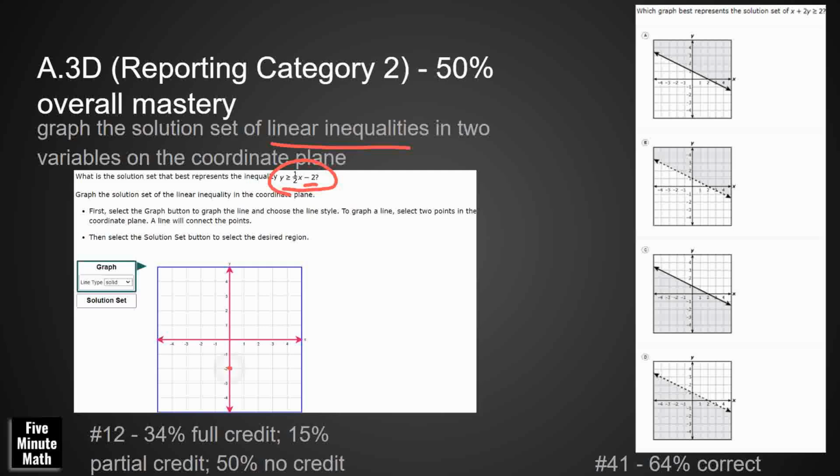That would be 1 point. And then we could use the slope of 1/2. So it would be rise over run. So up 1 over 2. We could go right there. That would be our 2 points. That would generate the line. Now then we would need to figure out, is it a dotted line or a solid line? Well, this is greater than or equal to. So that means it's a solid line. So we could just draw that solid line through there.